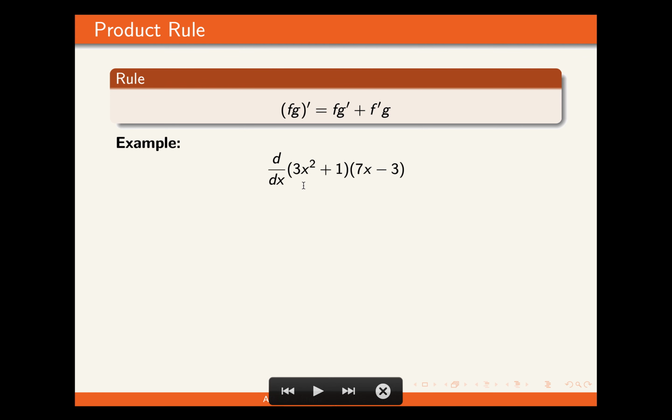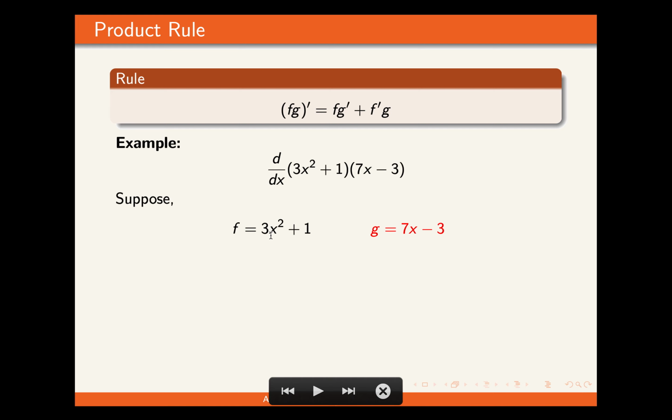Let's say we need to find the derivative of 3x squared plus 1 times 7x minus 3. As we can clearly see, here we have a product of two functions. So let's assume the first function, 3x squared plus 1, is f, and the second function, 7x minus 3, is g. If you want to use the product rule, you might have noticed that we also need to find f prime and g prime so that we can directly use this rule. So let's find the derivative of f and the derivative of g.